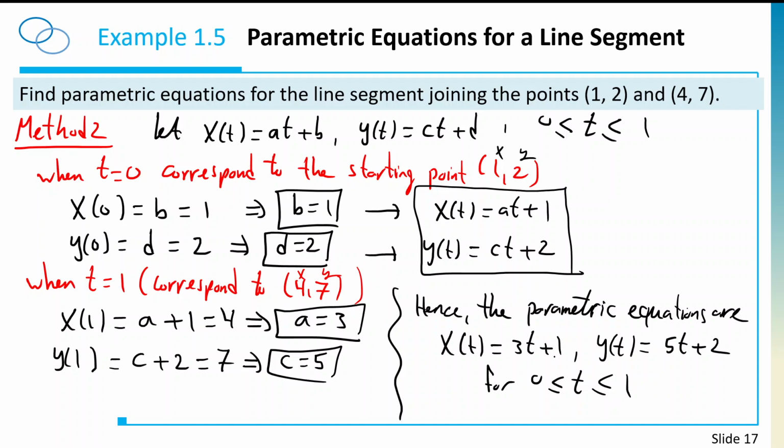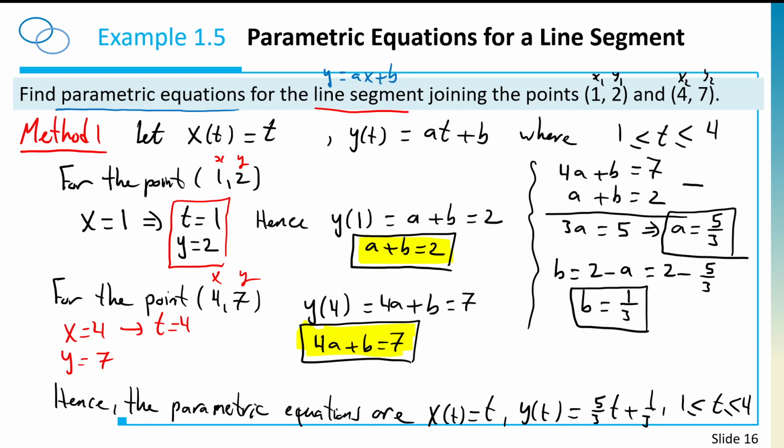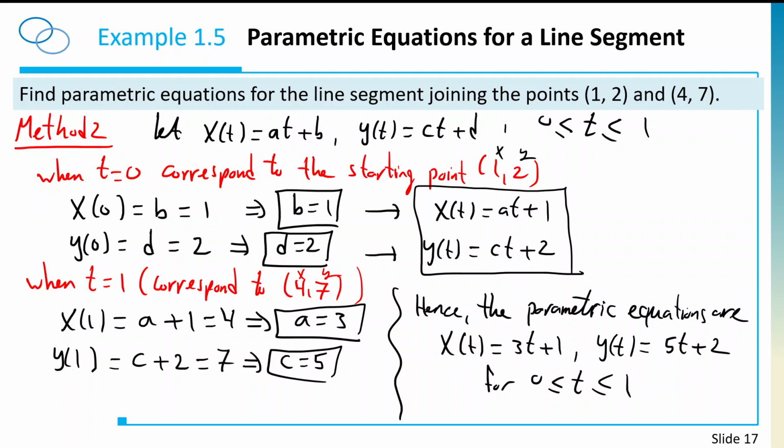So that's why there's more than one way to find the parametric equations. It's not unique. It depends on how you define t at the beginning. Here we use t from 0 to 1. Let's say that we choose 0 to 1. But in my previous solution, since I let x equal t, t is fixed. I can't use anything else. So t is just like x. It changes from 1 to 4, moving from 1 to 4. Okay, so this is the case of the line segment.